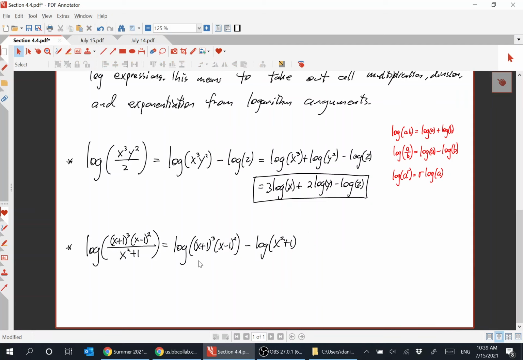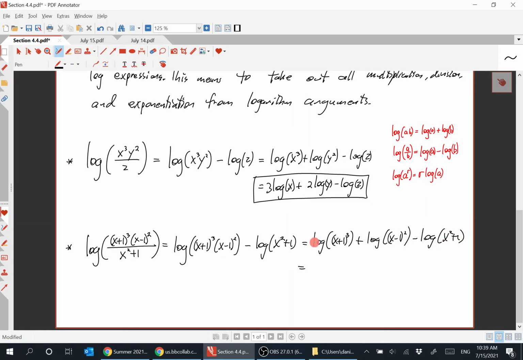All right. So coming back to this. This one's a done deal, but this one I've got a multiplication inside there, right there. Right, this is multiplication. So I want to remove that. So this becomes log of (x plus 1), the whole thing to the third, plus the log of (x minus 1), the whole thing squared, minus the log of (x squared plus 1).